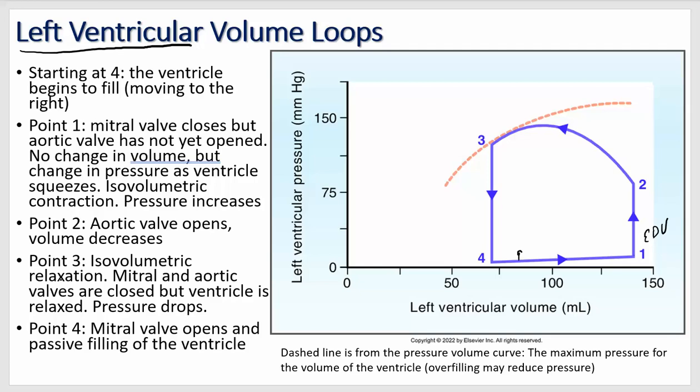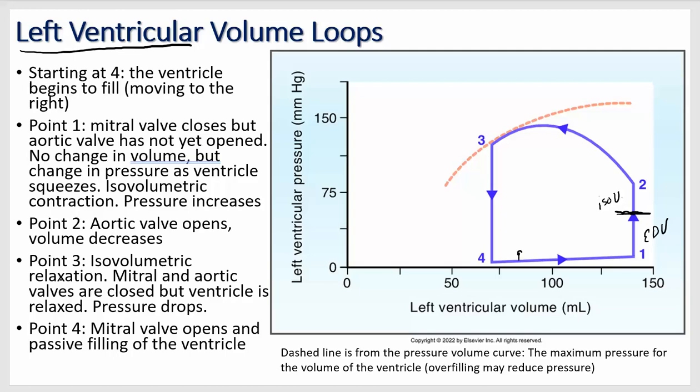the mitral valve will close, and we have isovolumetric contraction. So we have a pressure increase, but it's isovolumetric, so there's no volume change. Okay, so there's no volume change, but there is a pressure change because the ventricle is starting to squeeze.